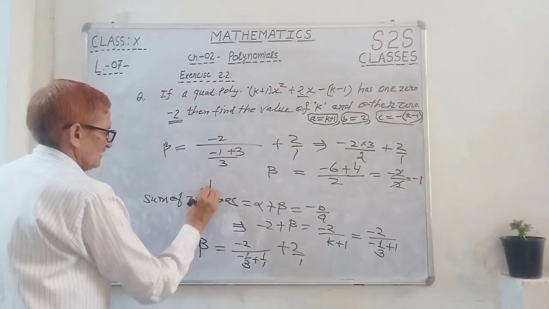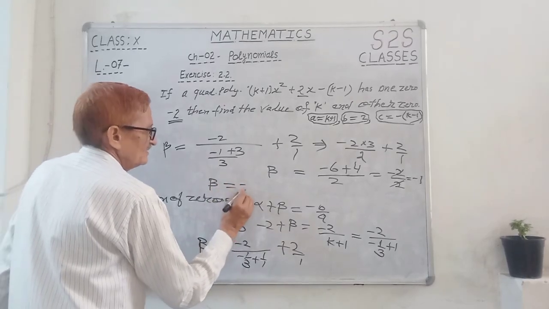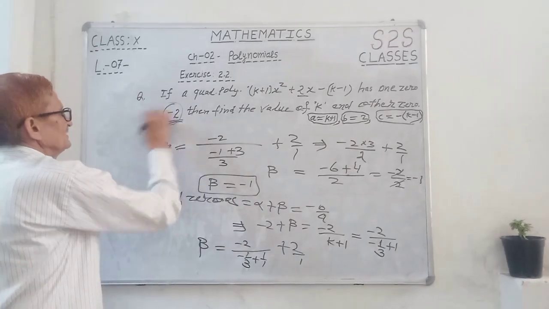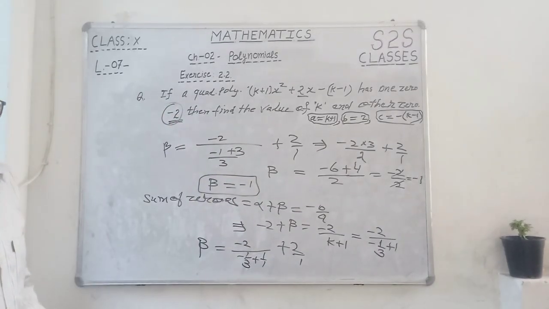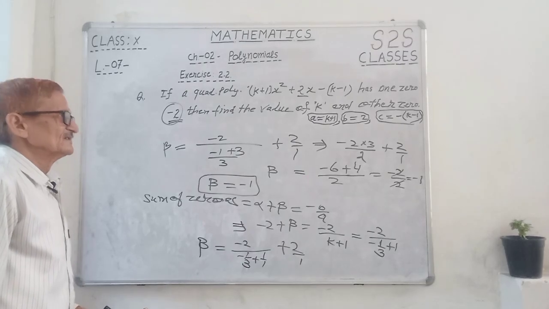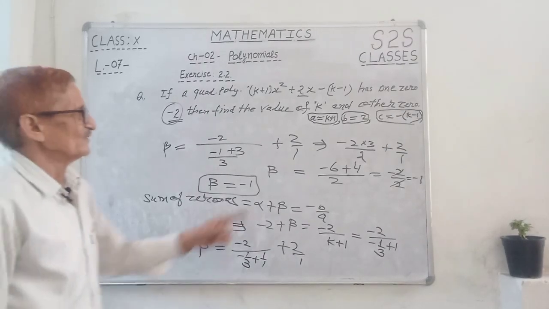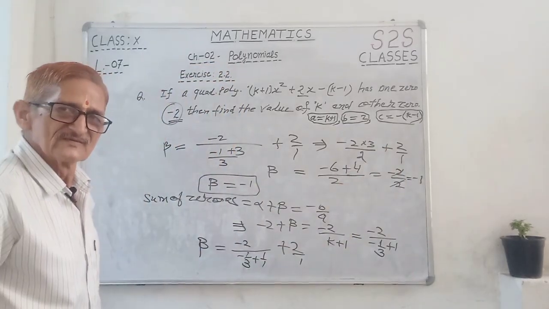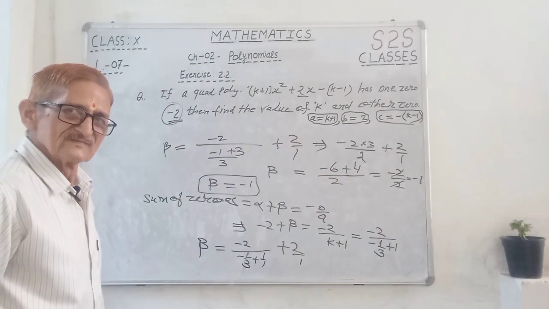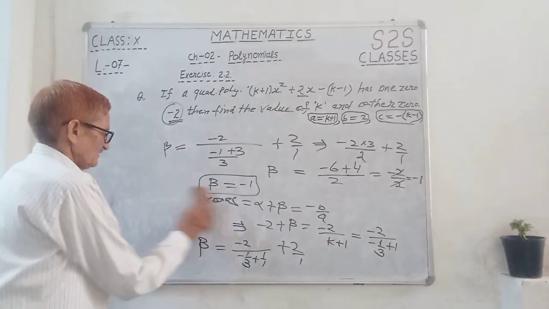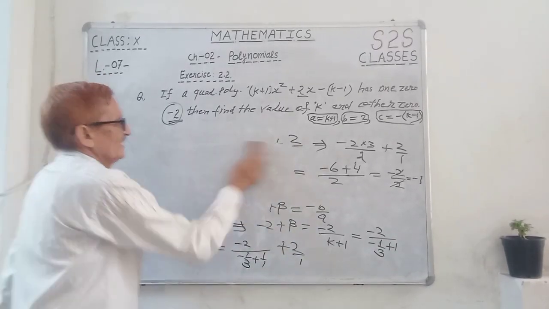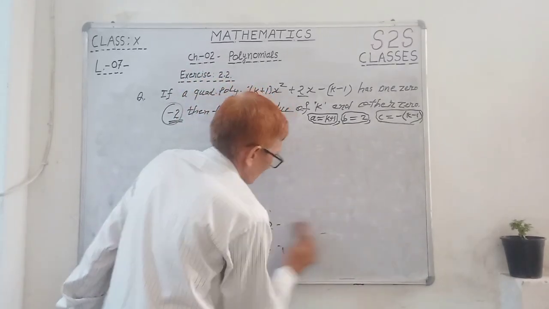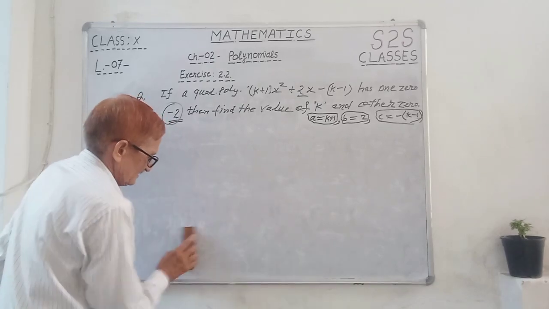Then it means the other zero is minus 1. One zero was given as minus 2, the other zero is minus 1. Okay, clear? And the value of k is 1 upon 3. Clear? Okay. Now you can do questions like these. Many questions can be made like this, so you should practice them.